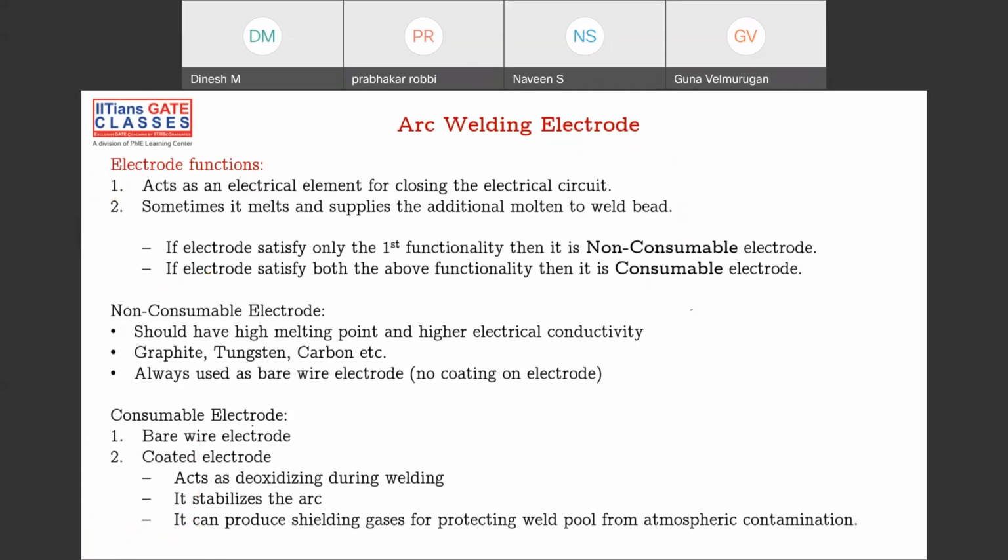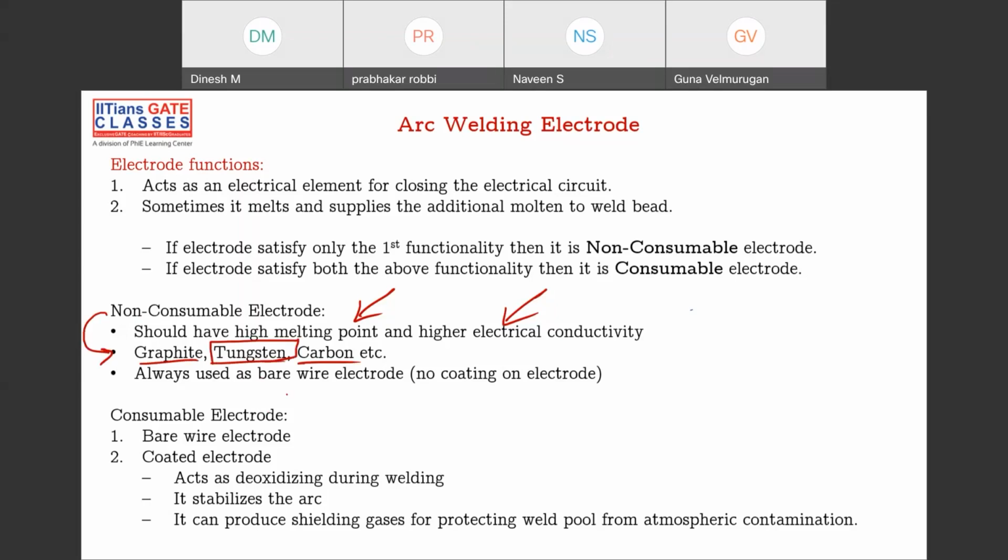Fine. Sir, if I want this electrode to be non-consumable, what kind of material do I have to use? Because we are creating a huge amount of temperature there, you have to use a material with a high melting point and high electrical conductivity. High melting point in the sense that it should not melt that easily. And whatever heat is generated, it should be able to conduct away as soon as possible. Examples of such materials are graphite, tungsten, and carbon. Generally, we'll be using tungsten for our purposes.